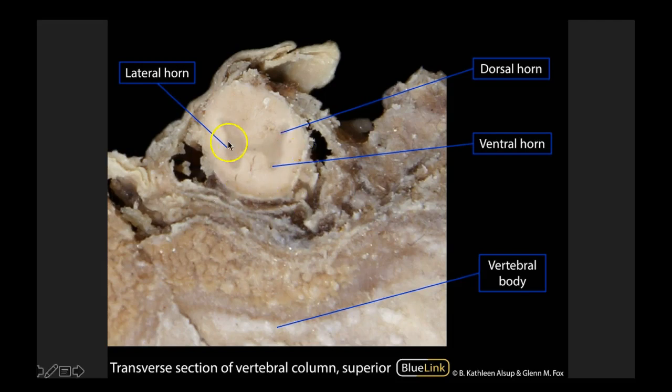We can also see the lateral horn, which contains cell bodies of your autonomic nervous system motor neurons. And lastly, your ventral horn, which will contain the cell bodies of motor neurons.